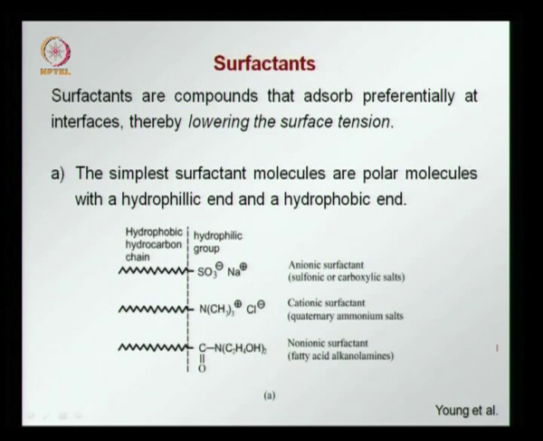Now there are materials which modify the surface tension. Surfactants are compounds that adsorb preferentially at the interfaces, that is they have a tendency to be adsorbed on the interfaces and they lower the surface tension. Some simple surfactant molecules are given in this diagram taken from Young et al, and these are polar molecules with a hydrophilic end and a hydrophobic end. The hydrophilic end sticks out into water and changes how the surface now behaves.